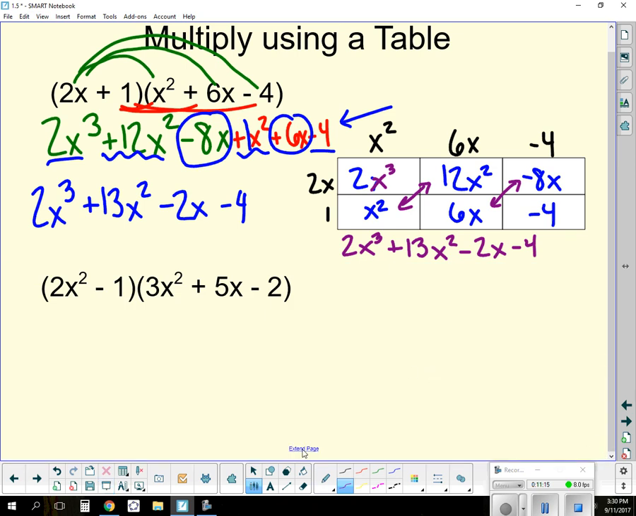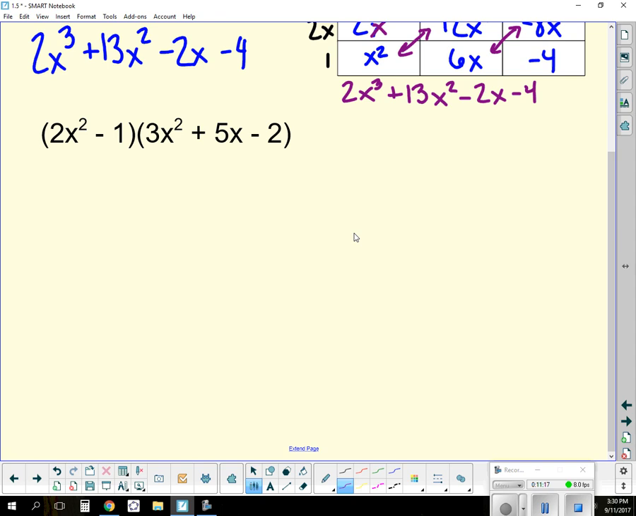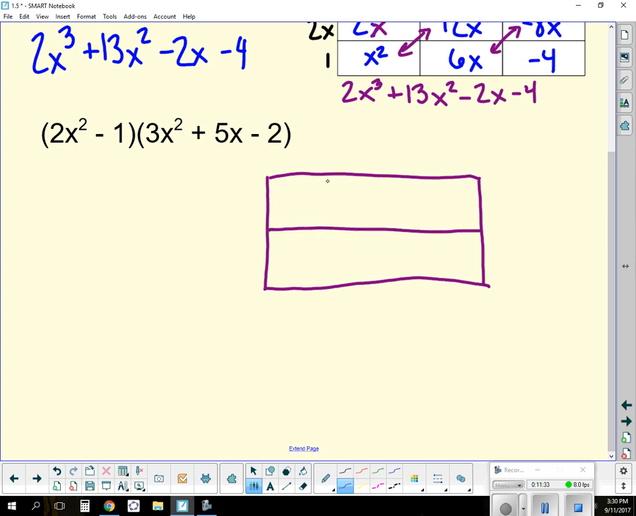Okay, so if you want to go straight to the box method on this one, you would need a 2 by 3 box, so 2 rows, 3 columns, or you could go the other way. You could do 3 rows, 2 columns. Does not matter. I'm going to set up this way.